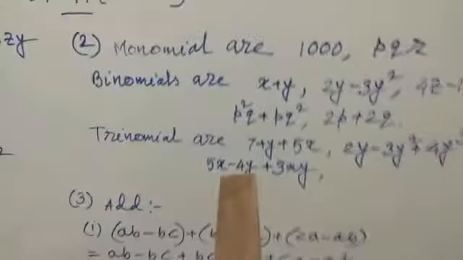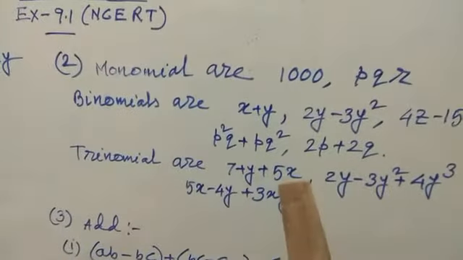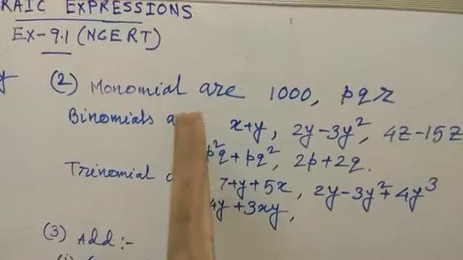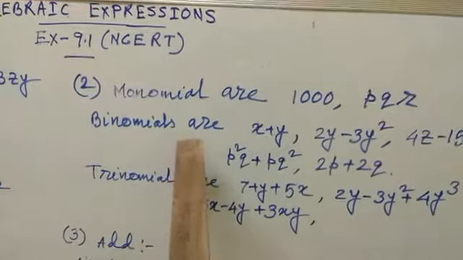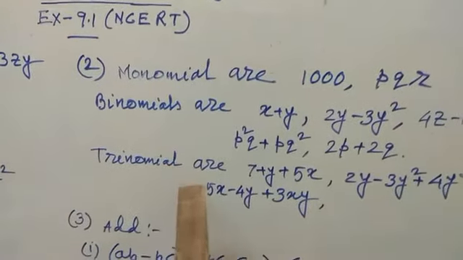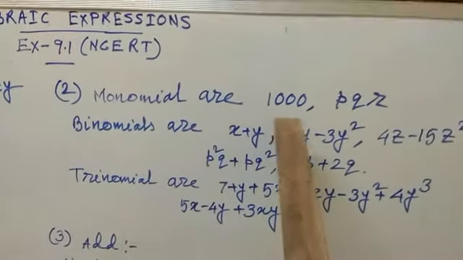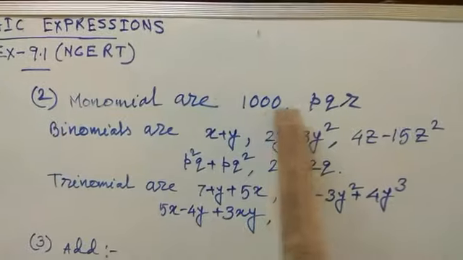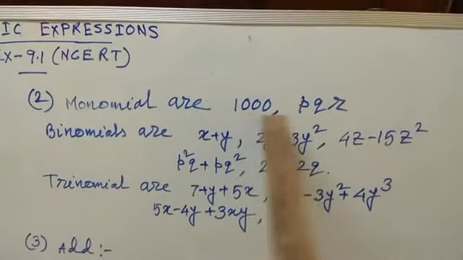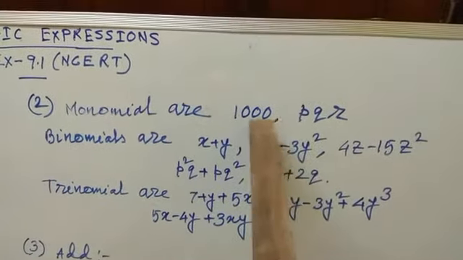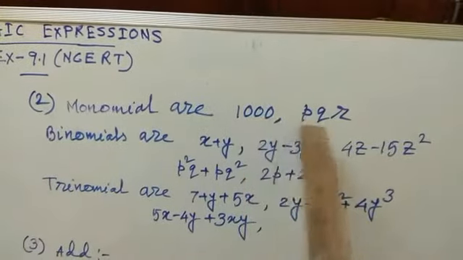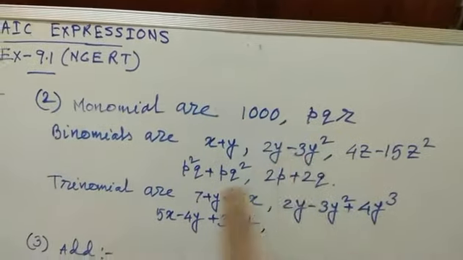Now question number 2. If expressions are given, find which are monomial, which are binomial, which are trinomial. The monomials are 1000 and pqr. These are single-term algebraic expressions, so these are the monomials.